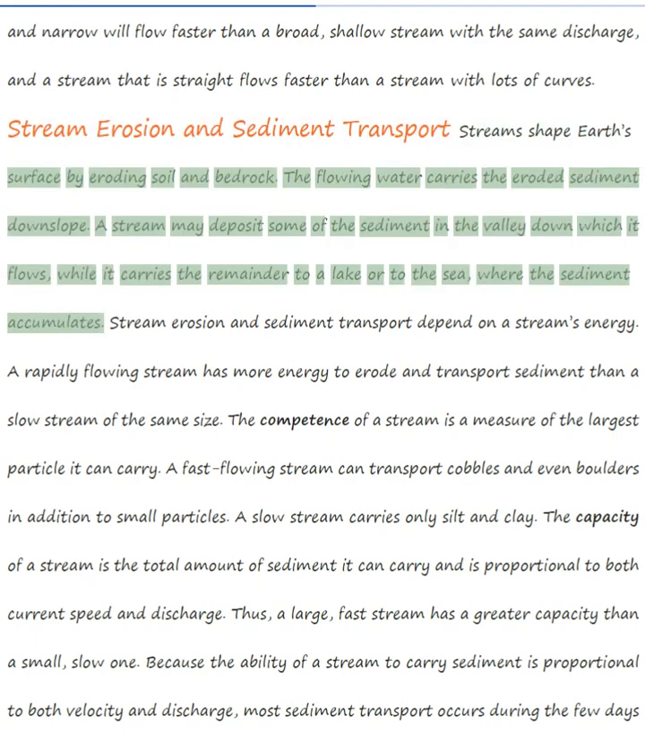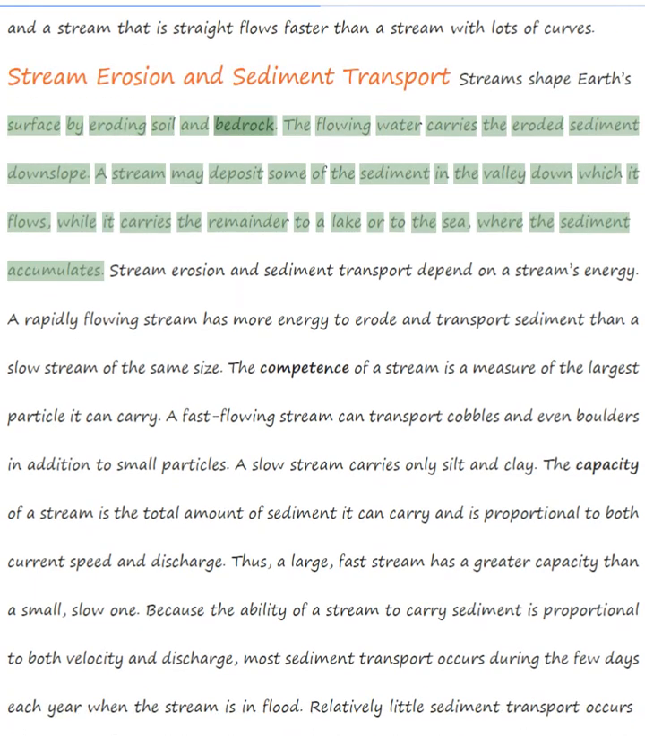Earth's surface by eroding soil and bedrock. The flowing water carries the eroded sediment downslope. A stream may deposit some of the sediment in the valley down which it flows, while it carries the remainder to a lake or to the sea, where the sediment accumulates.